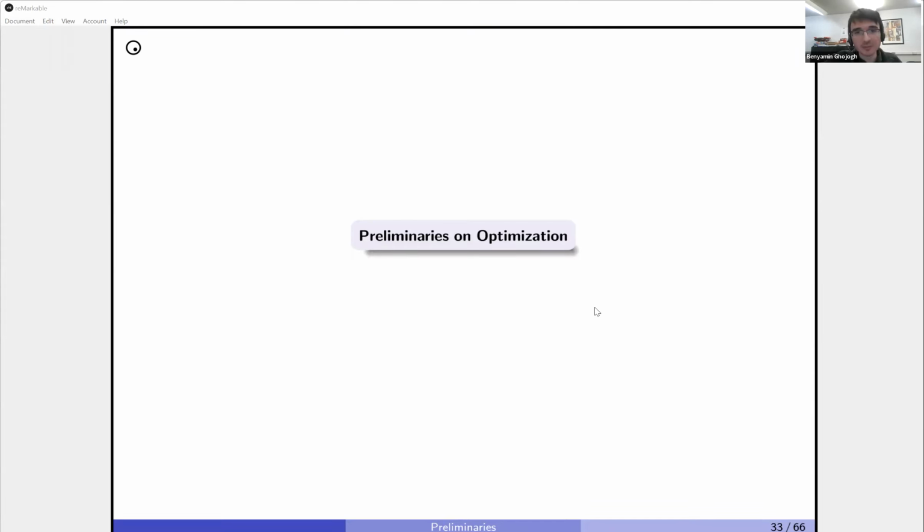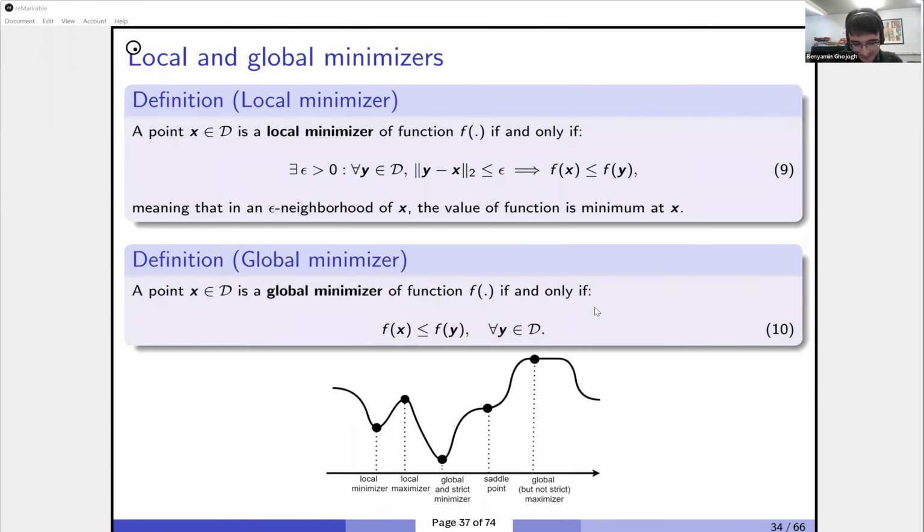Okay, preliminaries on optimization. So we talked about sets, we talked about functions, now we talk about optimization, minimum, maximum, and these things. A point x in the domain is a local minimizer of function f if and only if, it means that it's two-sided, there is an epsilon, non-negative epsilon, such that for every y in the domain, the L2 norm of y minus x is less than or equal to epsilon. If that's the case, what does it mean?